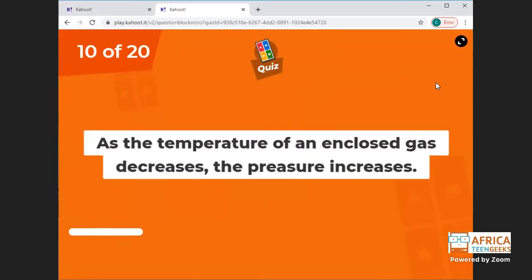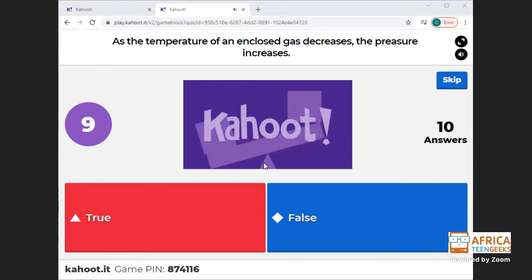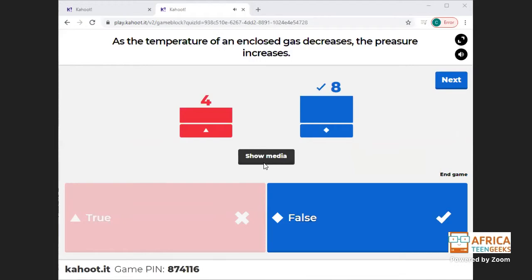Right, let's move on. As the temperature of an enclosed gas decreases, the pressure increases. True or false? False. Guys, as the temperature of an enclosed gas decreases, the pressure also decreases.